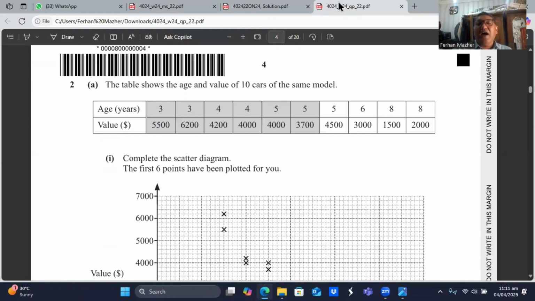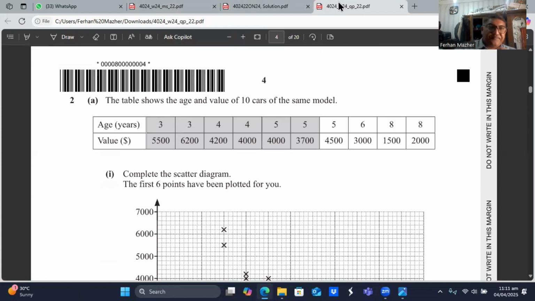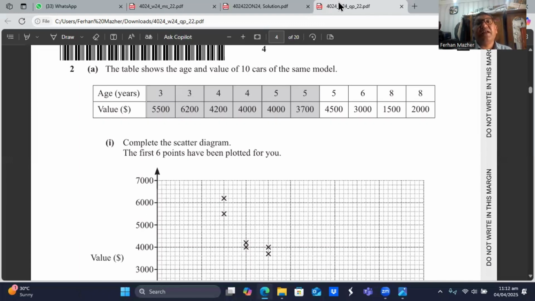Here we go. We are on question number 2, part A. The table shows the age and the value of 10 cars of the same model. So if the age is 3 years, the price is this, and 3 years, the price is this. 4 years, 4 years, 5 years, 5 years, 5 years, 6 years, 8 years, and 8 years. So the ages are given and their different prices are also given.